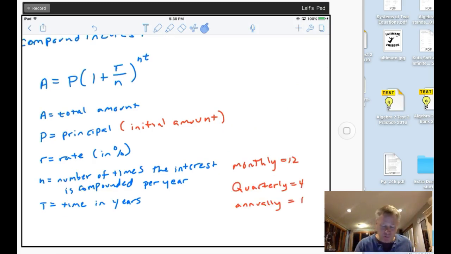So anyway, I wrote those on the side for you. And t is the time in years, okay? All right, so that's the formula, and n is used twice, okay? So you can see it's in the bottom of that fraction, and then it's also in the exponent. The n and the t are connected by multiplication, okay?